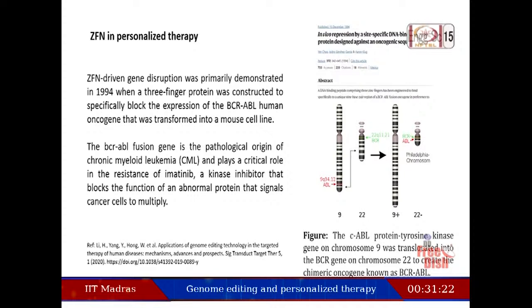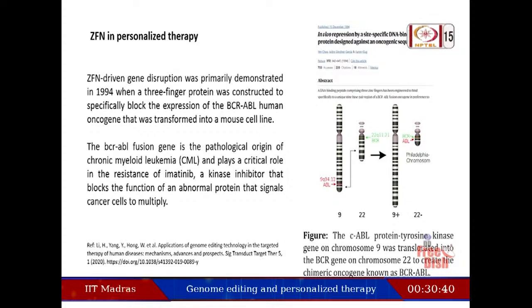The use of ZFN in personalized therapy. ZFN driven gene disruption was primarily demonstrated in 1994 when a 3-finger protein was constructed to specifically block the expression of the BCR-ABL human oncogene that was transformed into a mouse cell line. The BCR-ABL fusion gene is the pathological cause of chronic myeloid leukemia and plays a critical role in the resistance to imatinib, a kinase inhibitor that blocks the function of an abnormal protein that signals cancer cells to multiply.